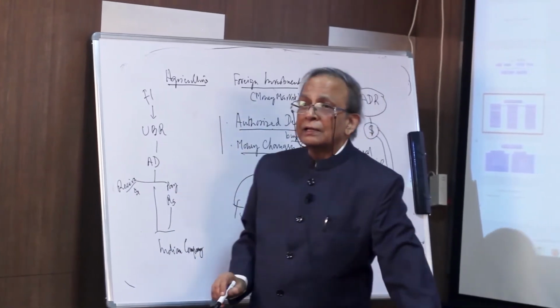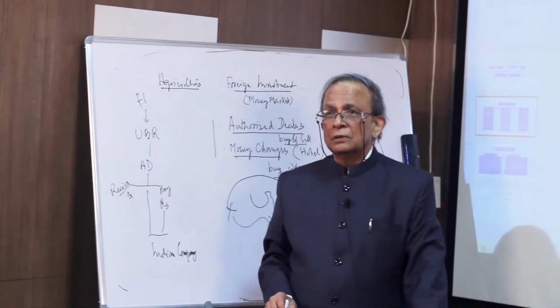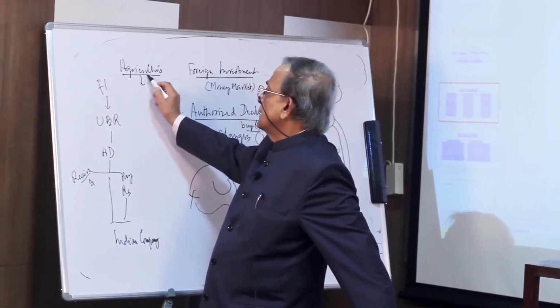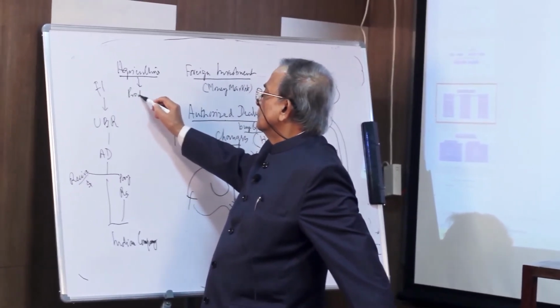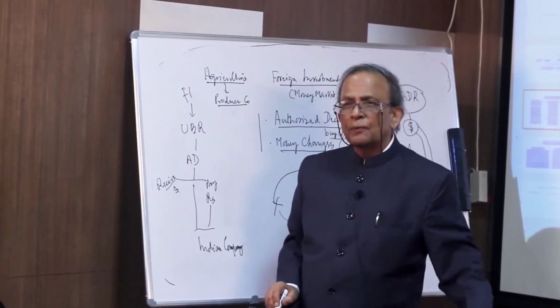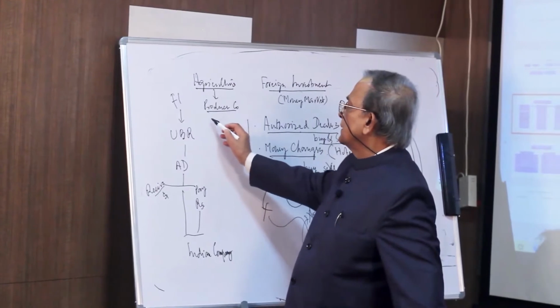So I go and apply, I want to raise capital. So what do I have? I have a producer company. Agriculture can have a producer company. The Companies Act has provided for producer companies. A producer company can have capital.